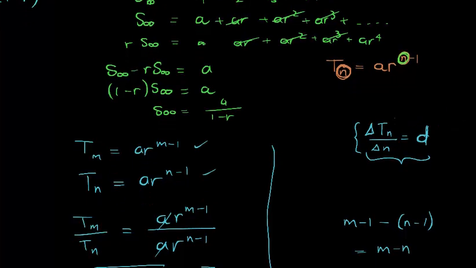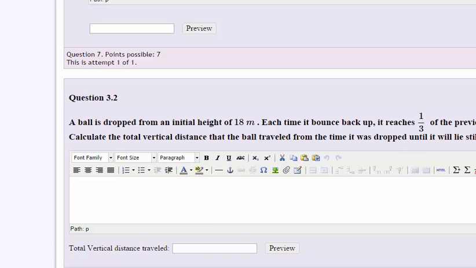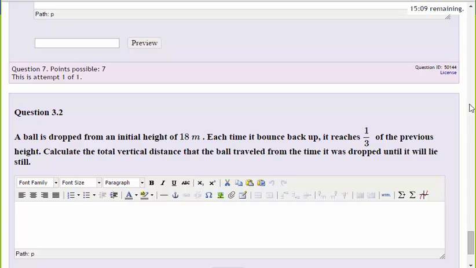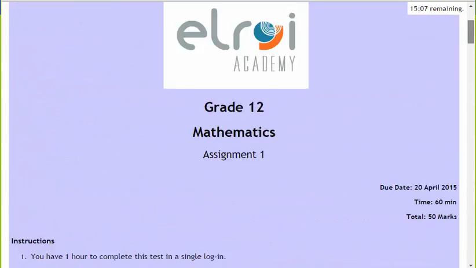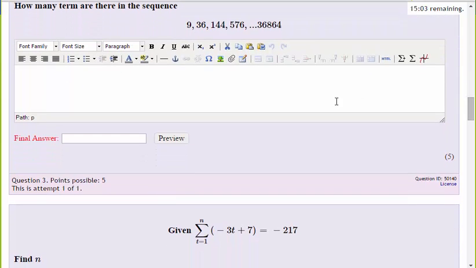Okay. I can sincerely not think of another way they're going to ask this type of thing, so let's quickly look at some examples from the test, from the assignment. We had that one here. How many terms are there in this sequence? Or in this sequence, because it's not got pluses in. How would we go about that?